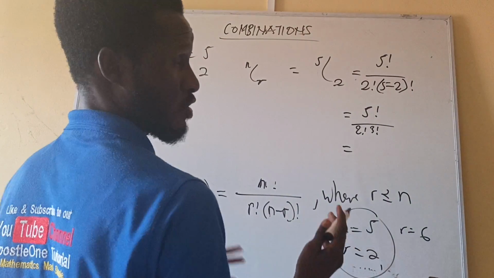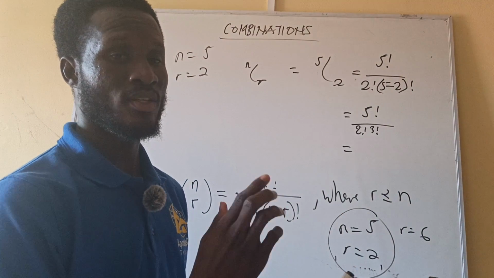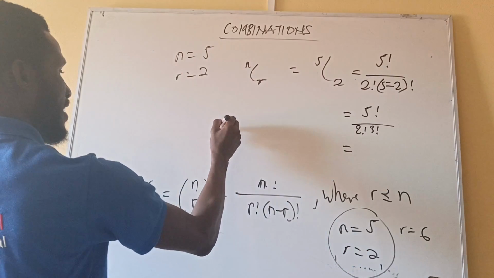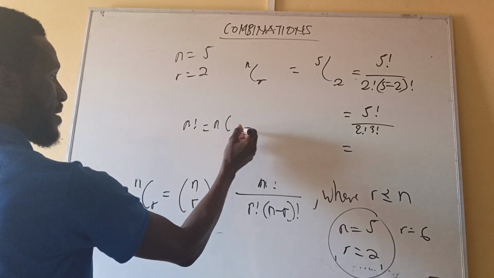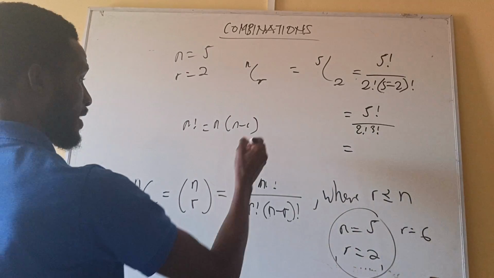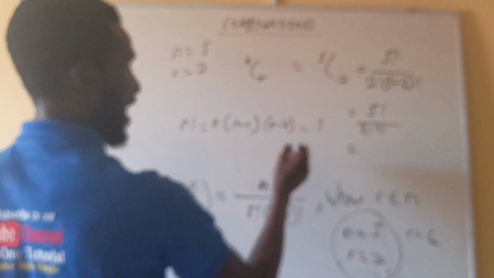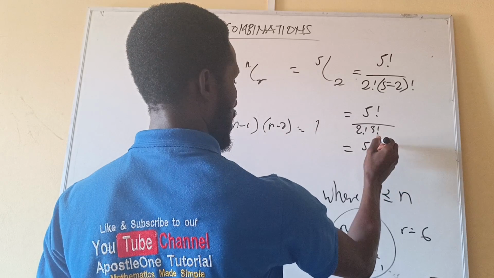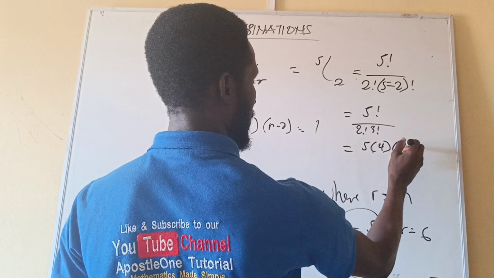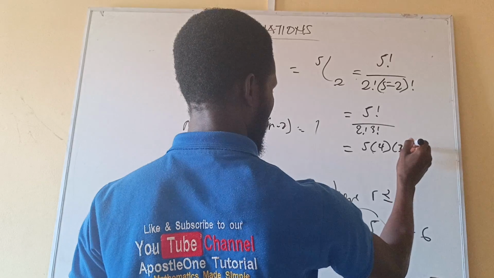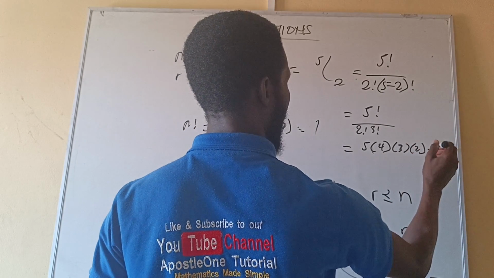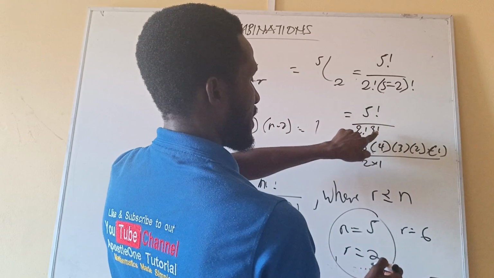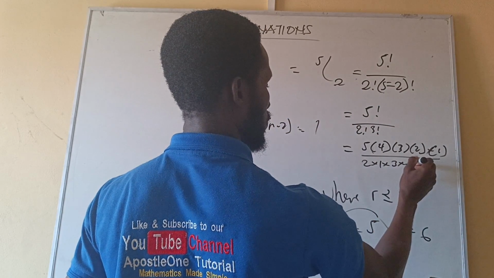Now, in expansion, you remember that in the previous video on permutation, I talked about how you deal with a factorial. I said that when you have n factorial, it is the same as n multiplied by n minus 1. You reduce it by 1, then by 2, up to the last one, which is supposed to be 1. So here it is the same as 5 times 4 times 3 times 2 times 1, all divided by 2 factorial, which is 2 times 1, and 3 factorial, which is 3 times 2 times 1.